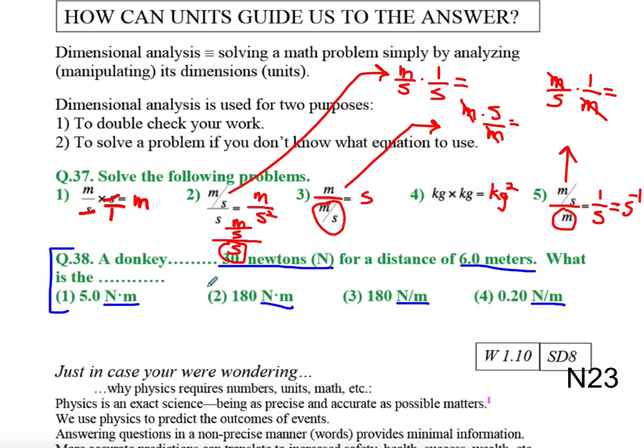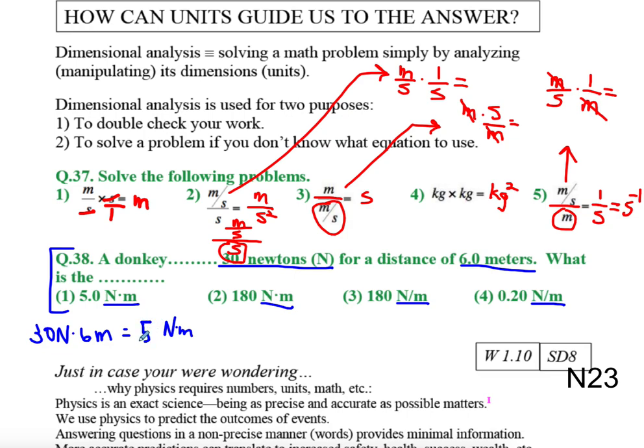Check out the units. If we have newton, N, and meter, M, in the question, and our answer choice is N times M, then the only way to make this N times M is if the number attached to the N, the 30, so 30 N, has to be multiplied by the number attached to the M, so 6 M. The answer choice is 5.